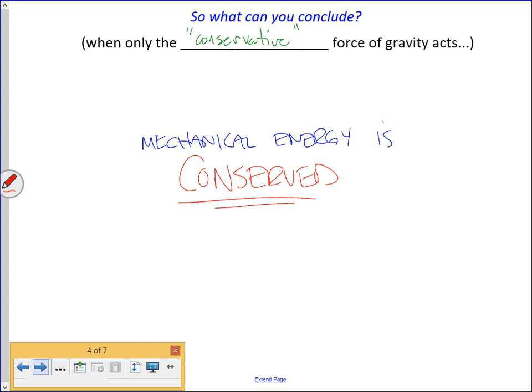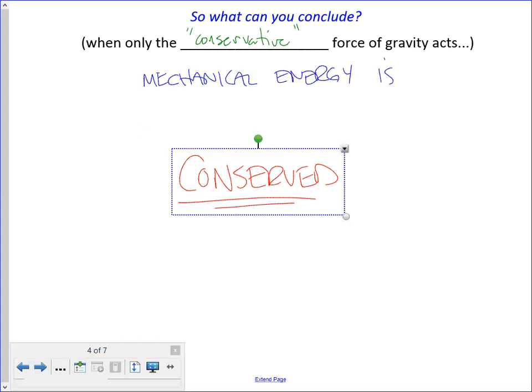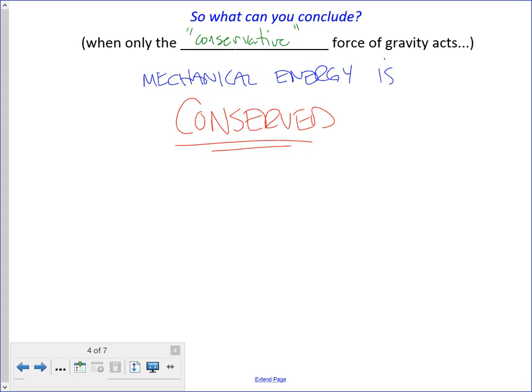All right? So, when we're saying there are only conservative forces, mechanical energy is conserved. Or we can say in a simple mathematical expression that initial mechanical energy and final mechanical energy at any two instants you choose have to be equivalent.